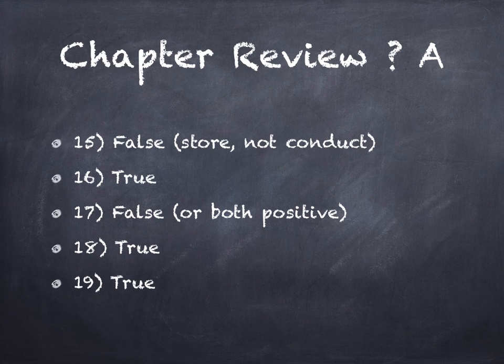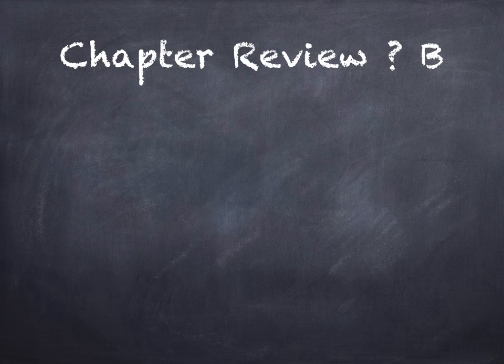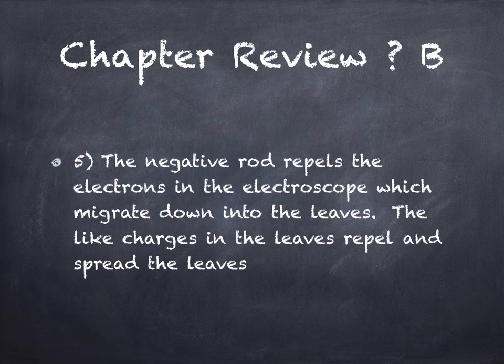All right, that was the first set of homework you were supposed to do. Second set of homework that you are supposed to do starts with question number 5. Let me turn my book again. What happens to a neutral electroscope when you hold a negatively charged object near it, and why? And they actually kind of tell you why and then what.